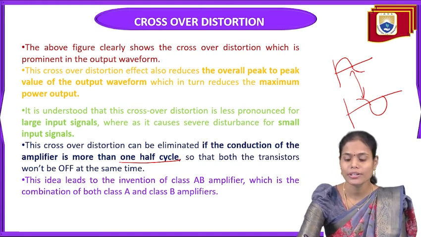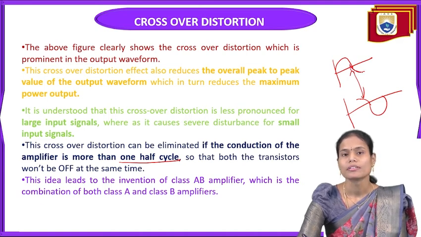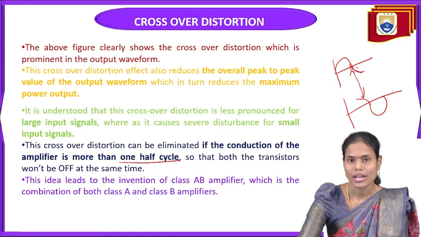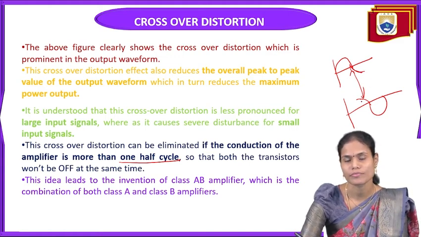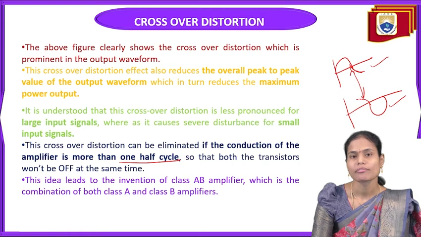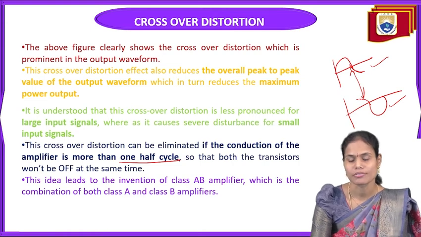Why? Because if you maintain the input waveform in this way, there is no chance of getting the transistor into the off condition. Or else, once it is going into the off condition, before that the second transistor is going into the on state, so that every time one transistor is in the on state if you maintain the input signal in this way. So in the class AB amplifier, we are going to implement this one.